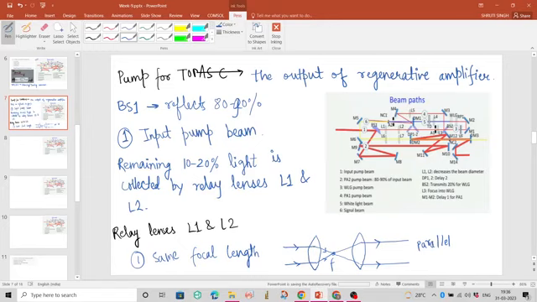So what is the point of putting the extra set of optics here? But they have a role here. So what is their role?